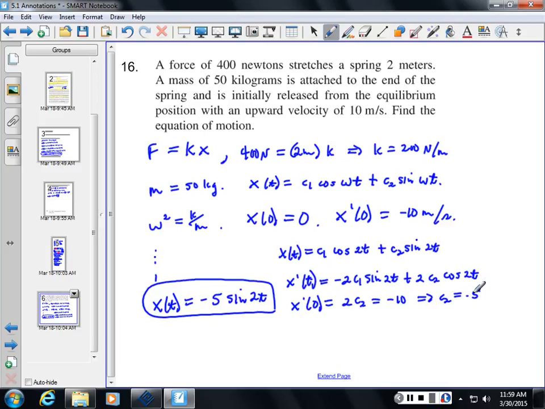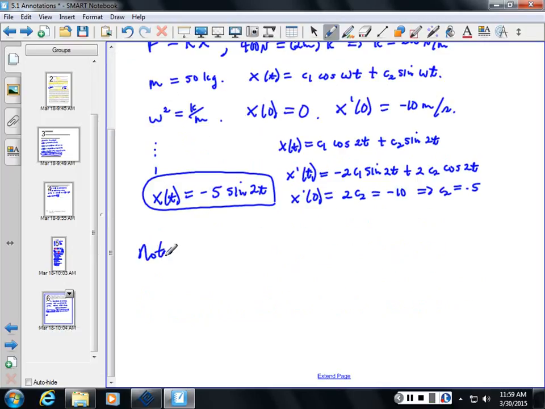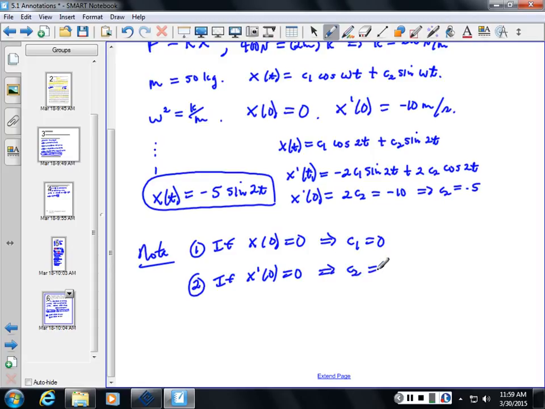It's just something you can kind of keep in your head. Let me write it down here as a note. If you have x of 0 equal to 0, then that automatically implies that c sub 1 is going to be 0. Number 2, if x prime of 0 is equal to 0, then that would imply that c sub 2 will be 0. Just something to keep in the future. Personally, I don't remember that, so I just end up working it out using the calculus. Just look for the first derivative and go from there. Okay?